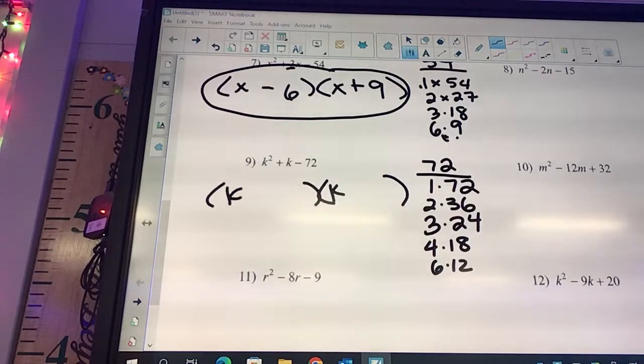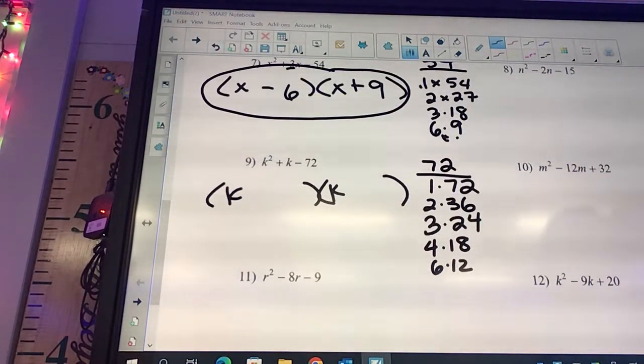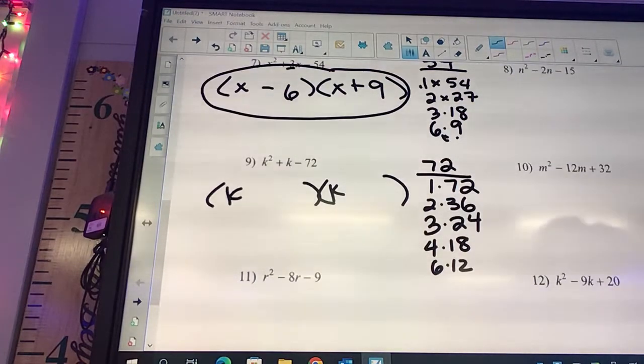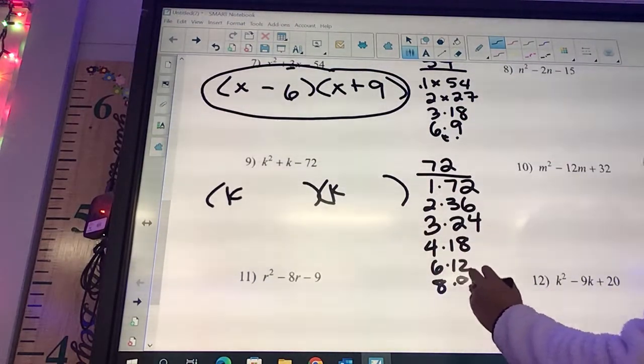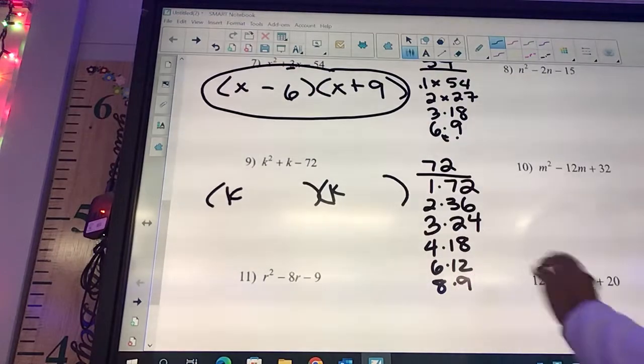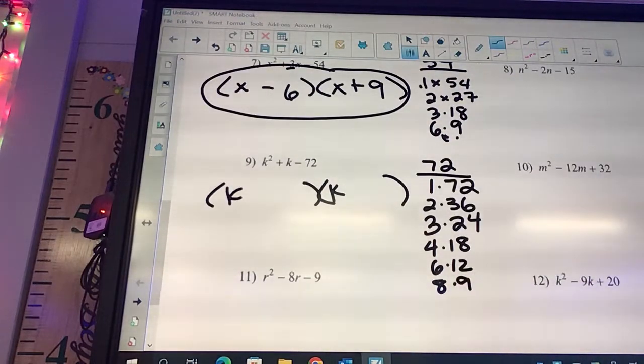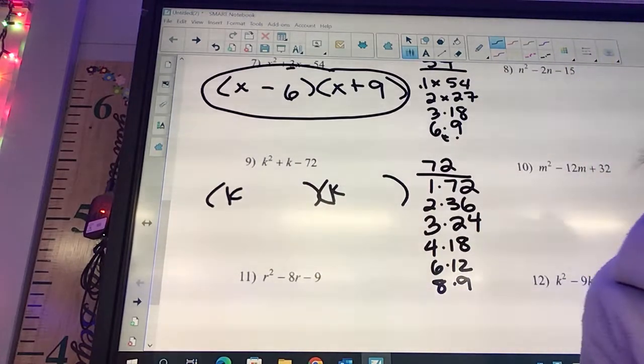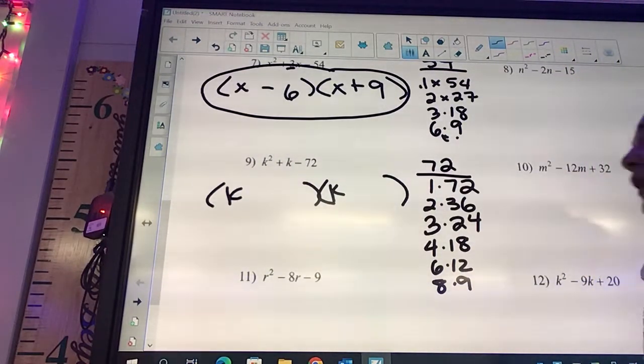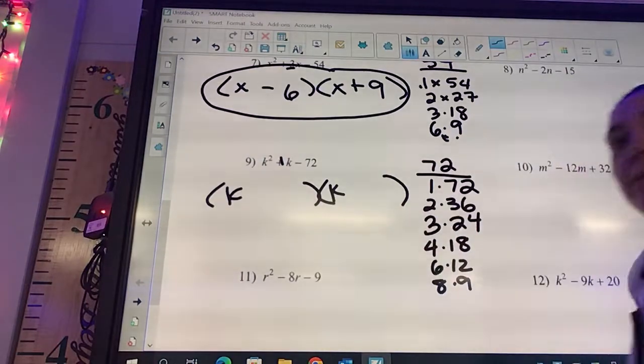7. 8. 8 and 9. See how these numbers are right next to each other? 8 and then 9. That means we've covered everything. Okay? So of these groups, I need a what? A 1. Okay? What's going to give me a 1?